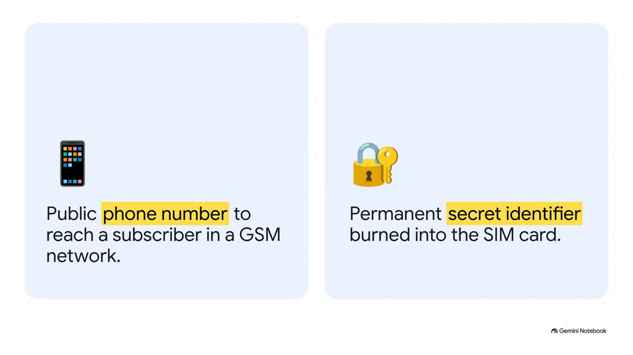But the network doesn't actually route the call using that public identifier. Behind the scenes, the network uses your IMSI, the International Mobile Subscriber Identity. This is a permanent, highly secret number burned directly into your SIM card. Think of it like your social security number. You can change your public phone number as much as you want, but your IMSI remains constant for that specific SIM, and the network relies on it to securely authenticate who you are.